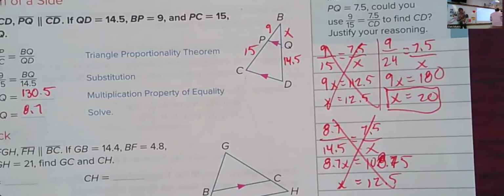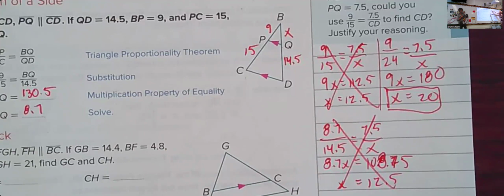So PC is not an actual full length of any one of the triangles. It's part of the length of this side of the large triangle, but it's not the full length. PQ, full length from the small triangle. CD, full length from the large triangle. Does that help a little bit? Okay. Because if you're going to compare a length from the small triangle to another full length of the large triangle, you have to use proportions that compare lengths of the small to lengths of the large, the entire length.